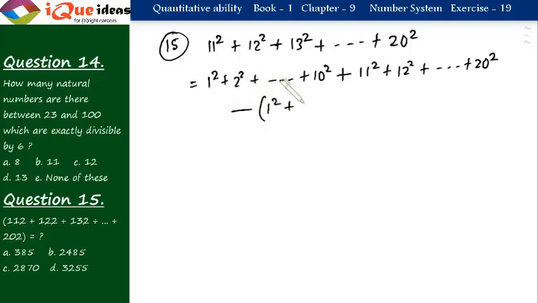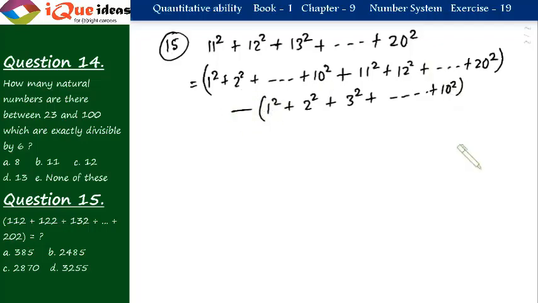There will be no problem. Whatever we have added, we are subtracting it. Now what is the benefit of this? If you see, the first part becomes all the squares from 1 to 20. The second part also becomes from 1 to 10.